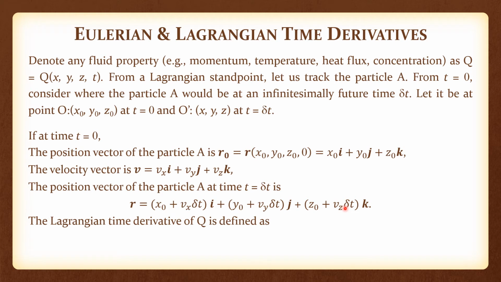Now, if you have to calculate the time derivative, you look at the change in position with respect to change in time. This Lagrangian time derivative is denoted by the capital D by Dt operator, in the limit delta t tending to 0 for this infinitesimal time interval. Now q at O dash, which is the new point, minus q at the old point, divided by delta t.